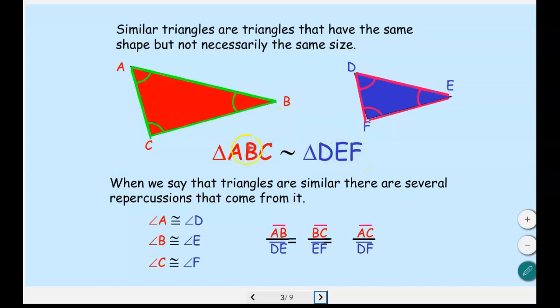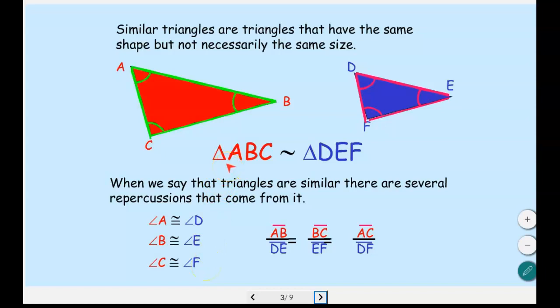So let's look at our angles. We see down here, angle A is congruent, which means the same size as angle D. So look here, angle A is in the first position, so is D. And angle B is congruent to E. And then C is congruent to F. So that makes a difference.